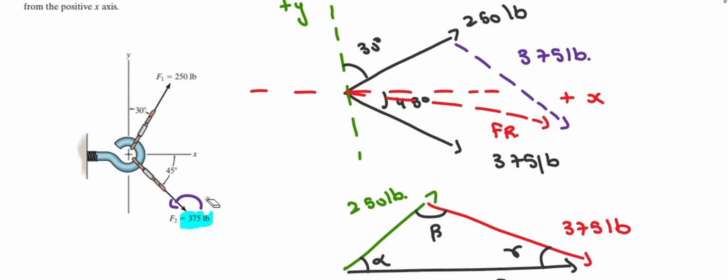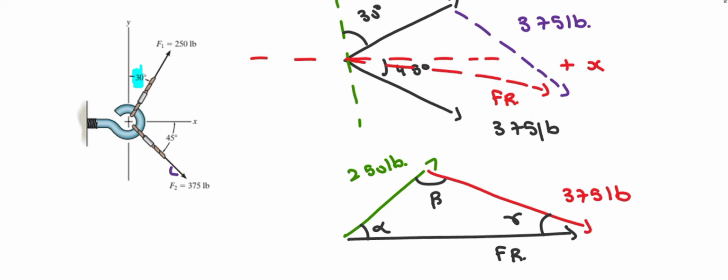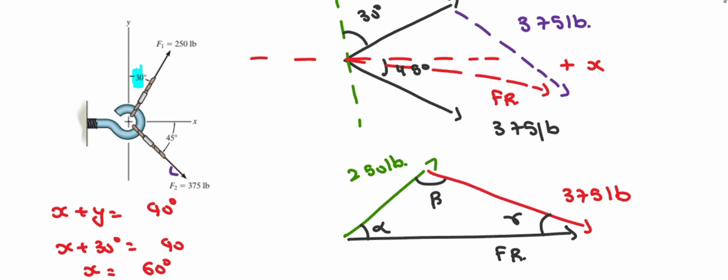According to the question diagram, F1 makes an angle of 30 degrees with the positive y-axis, and we know that the angle between the x-axis and y-axis is 90 degrees. So how much angle does the 250 pound force make from the positive x-axis? For that we have the formula x plus y equals 90 degrees, since these are complementary angles. So x plus 30 degrees equals 90 degrees, so x equals 60 degrees. So the 250 pound force makes an angle of 60 degrees from the positive x-axis.